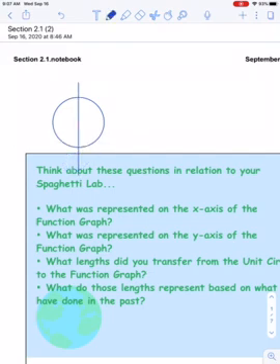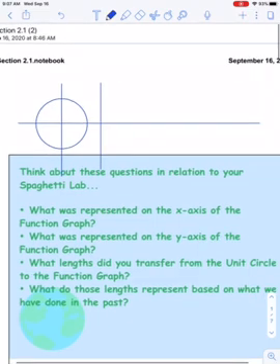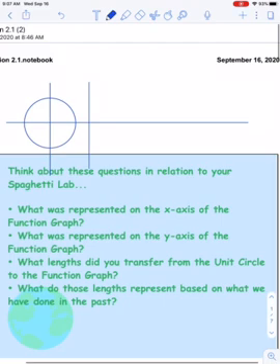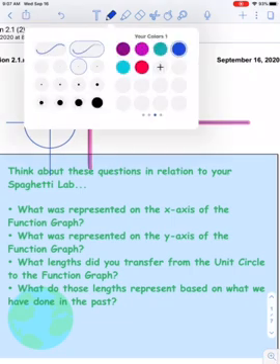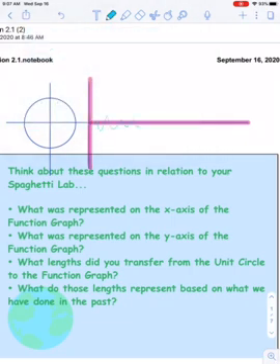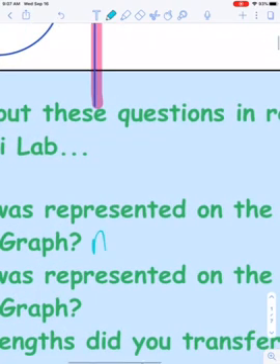Then you put your x and your y-axis through the middle of your circle and extended it and then made a new y-axis down here, okay? So the function graph is this part, and they want to know what was represented on the x-axis. So what numbers or things did you transfer onto the x-axis of that function graph? So those were your angles.